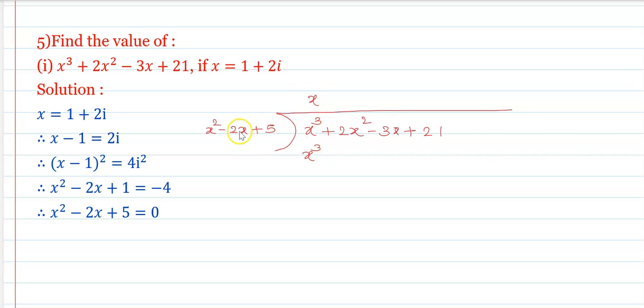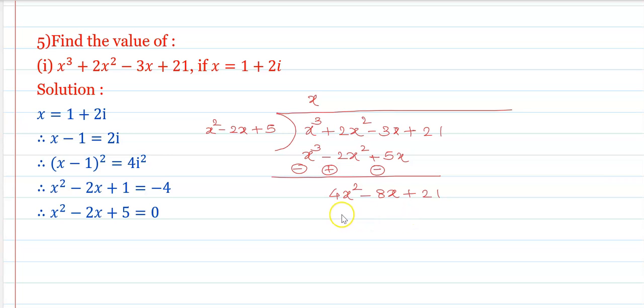Okay. x into minus 2x, you will get minus 2x square. x into plus 5, then you will get plus 5x. Now here the subtraction, change the sign, minus plus and minus. Plus x cube minus x cube get cancelled. 2x square plus 2x square, then you will get 4x square. Minus 3x minus 5x, you will get minus 8x plus 21.